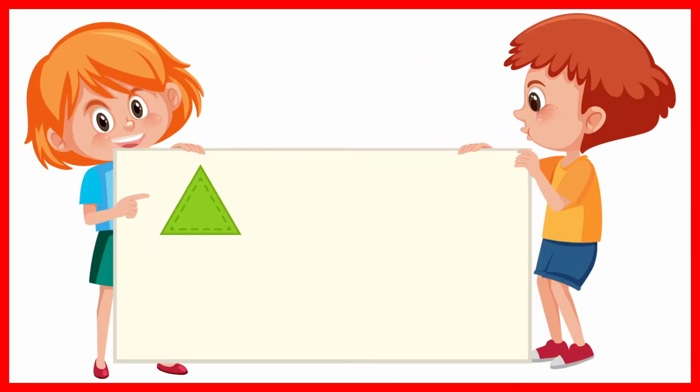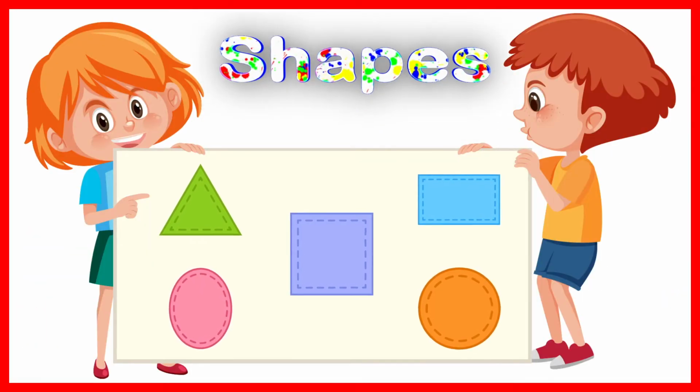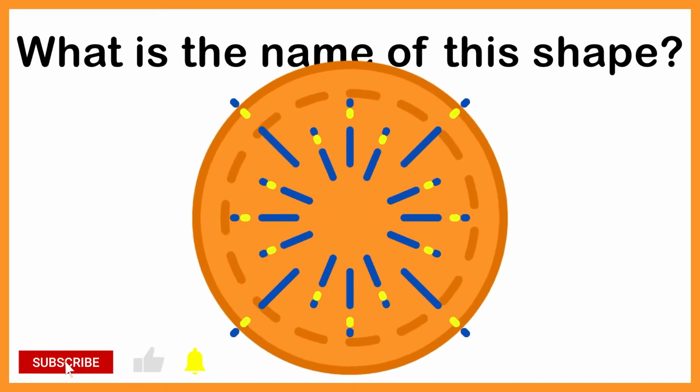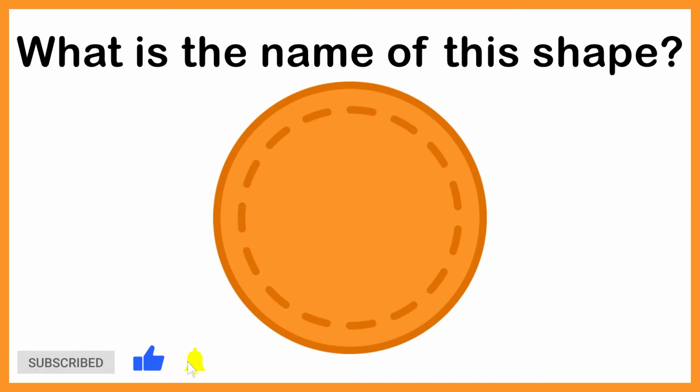Today, we're going to learn some shapes. Are you ready? Let's go! What is the name of this shape? It's round and has no corners. It's a circle! What can we find that are circles?